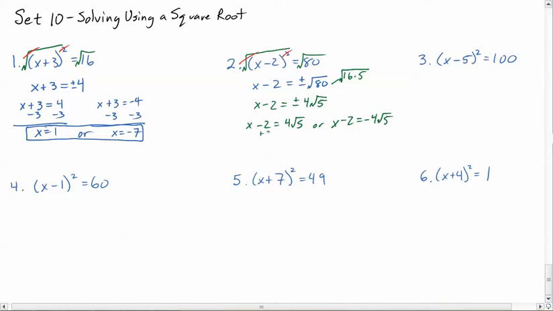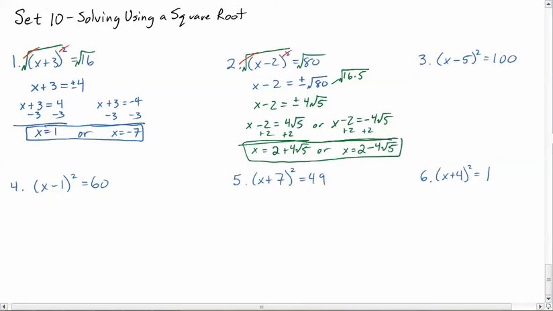And so then we can add 2 to both sides. And it's actually conventional to put the constant without the root first. So 2 plus 4 root 5. Or add 2 here. Again, conventional to put the constant without the root first. So 2 minus 4 root 5. And so those would be your two answers. Again, it's okay to write this answer as 2 plus or minus 4 root 5. There's nothing wrong with that.